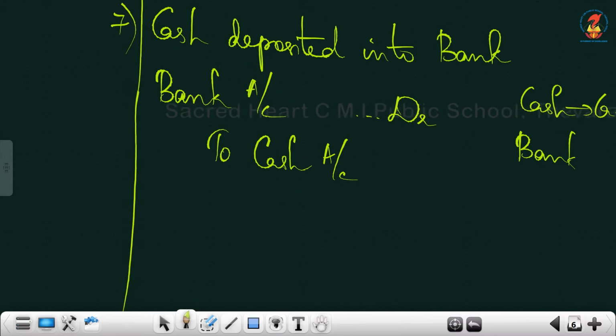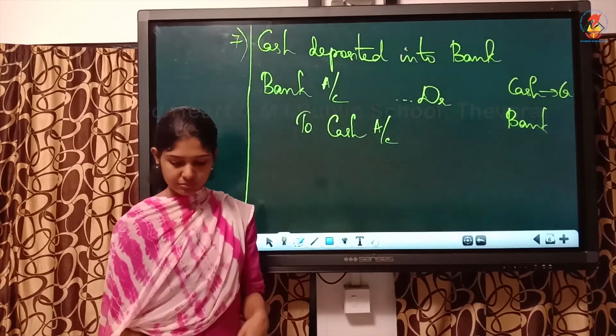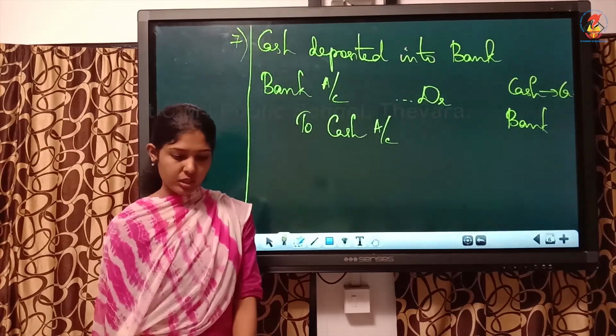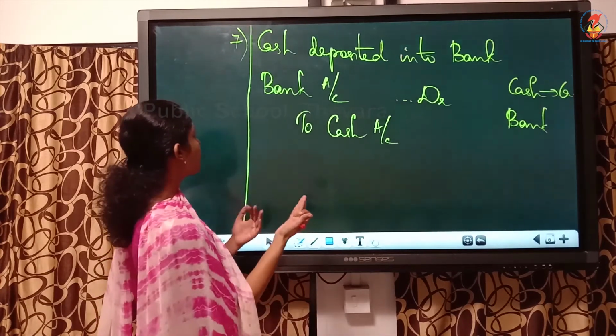Understood? It's bank account debtor to cash account. Then the next is cash withdrawn from bank, the reverse.